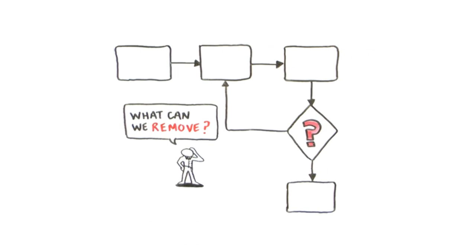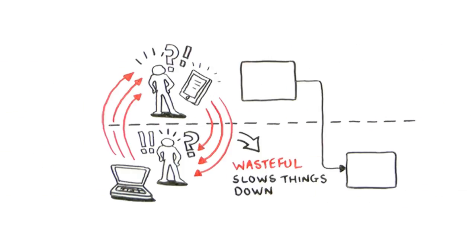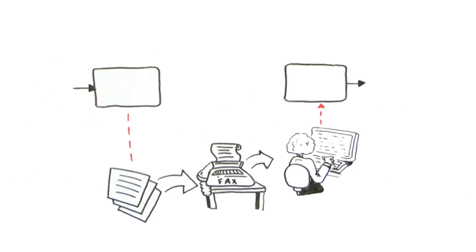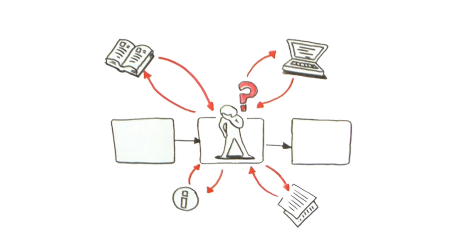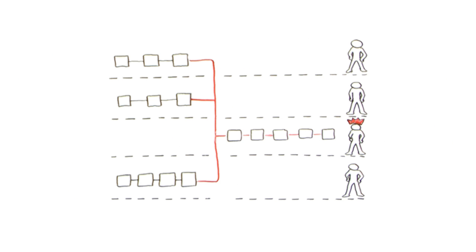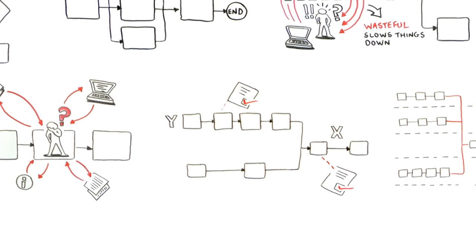So, what steps can we take out? What steps can we do in parallel? Can we improve handoffs? Are there any air gaps? Is there information starvation? Are there any skill bottlenecks? And is there any duplication? These questions might not reveal everything, but I hope you find them a useful starting point.